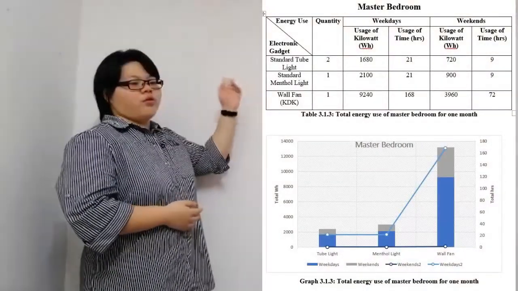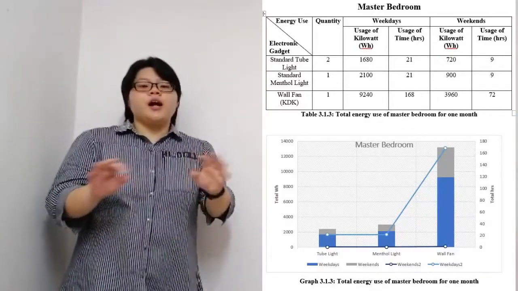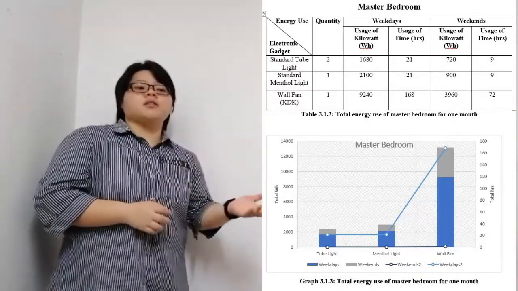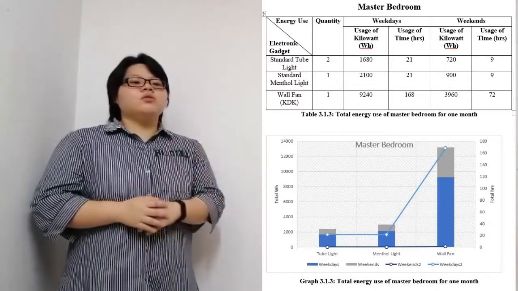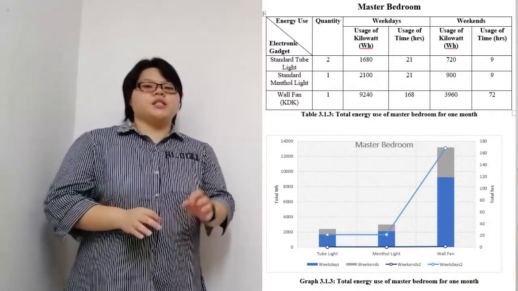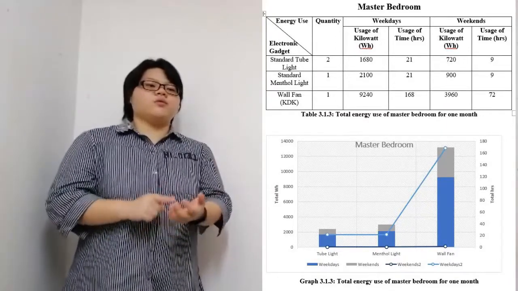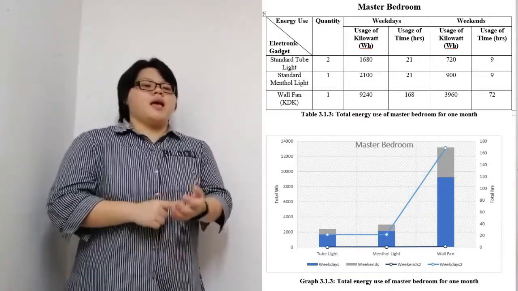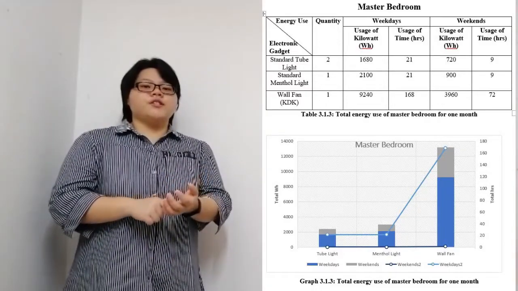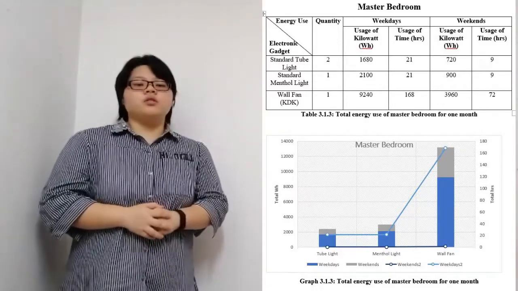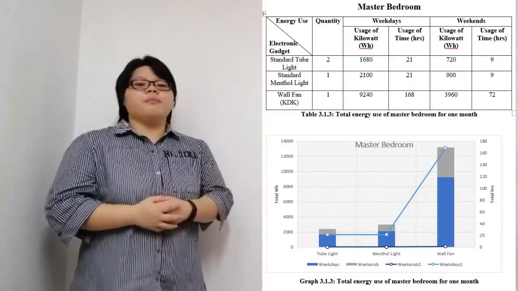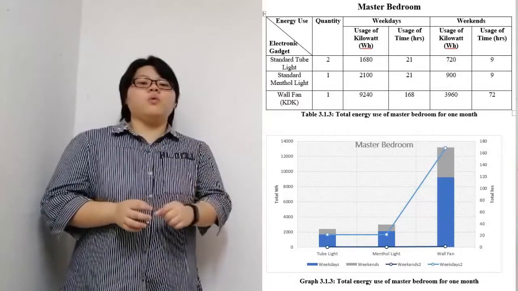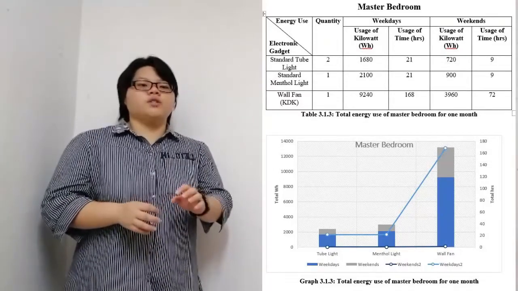The third one is the master bedroom. Based on the graph, we can see that the highest energy used at the master room is the wall fan for the whole month. The total usage of wall fan is 13,200 watt hour and 240 hours have been used per month. Conversely, the tube light at the master room has the lowest total usage of watt, which is 2,400 watt hour.